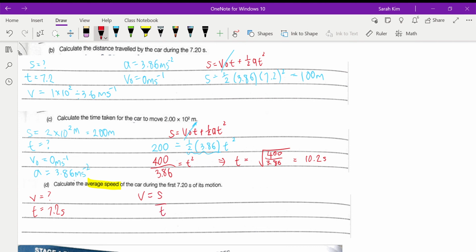Now, my distance, we actually calculated in part B, so my s was 100 meters. So that should be pretty straightforward. If I just sub that value in, my v equals 100 divided by 7.2, which is approximately 13.9 meters per second. So that becomes the average speed of the car.